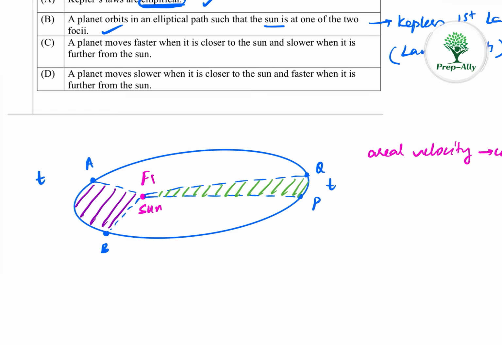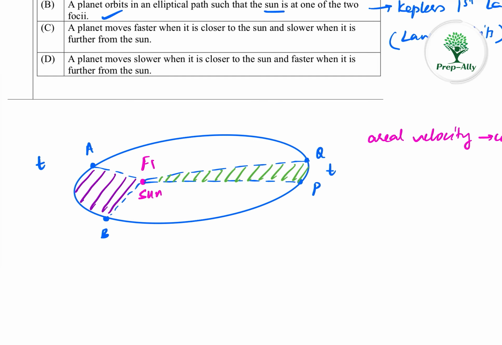Now that we understand Kepler's second law, let us see how the planet moves. If these areas are same, then see this distance is small, but if the total area has to be large, it obviously has to cover a larger length in the same time t, and because this length is long, it needs to cover only a short distance in the same time t. So you see, in this situation, the planet is faster.